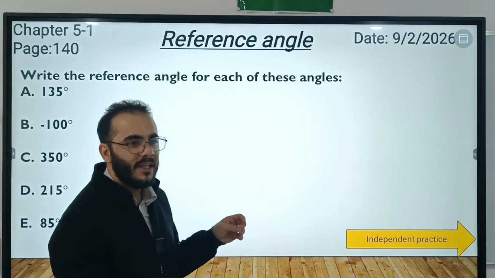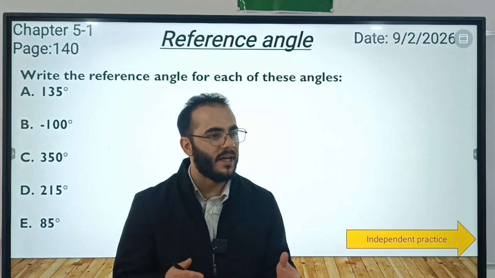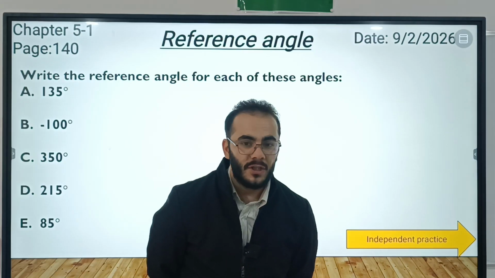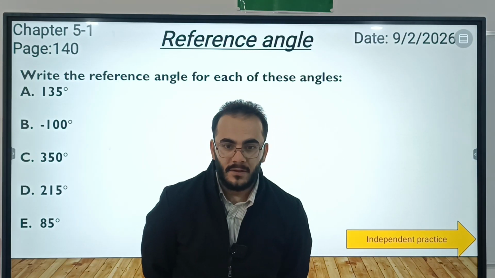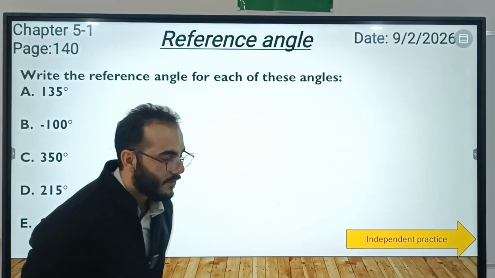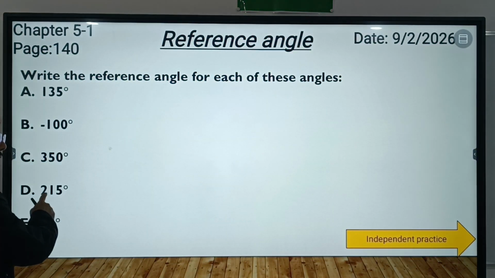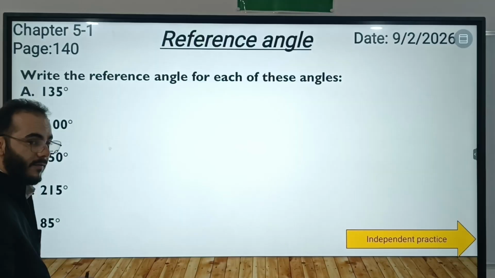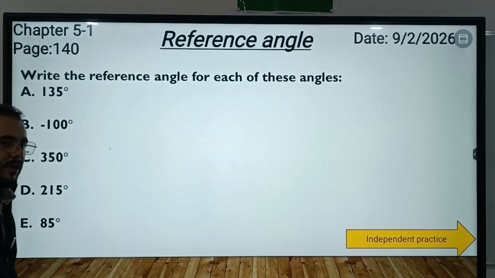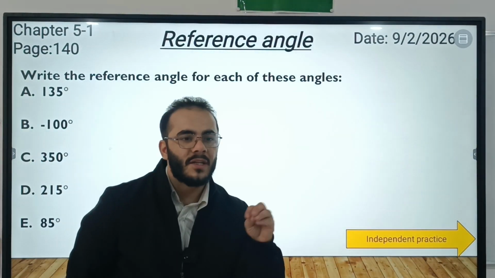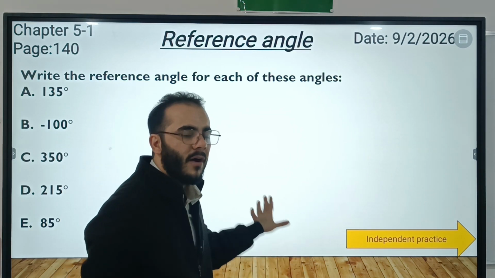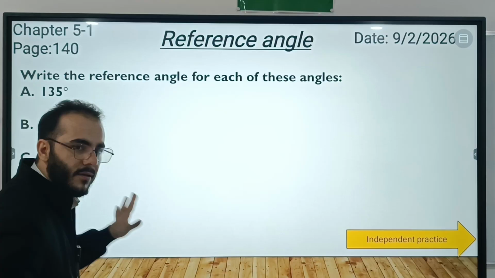215, so 215 is for the first case, which is 215 minus 180, 35, right? 35. So look, from 180 to 200 is 20, 20 plus 15, so 35. And the last one, 85, we said that if the angle was less than 90, the angle itself is going to become the reference angle, which is 85 here. Got it? Perfect.